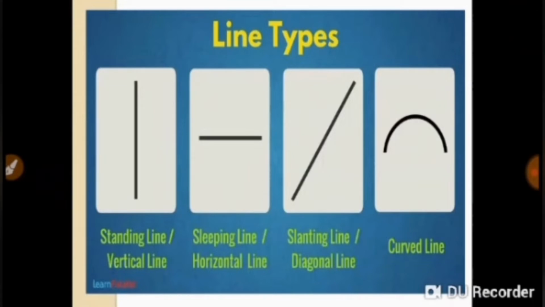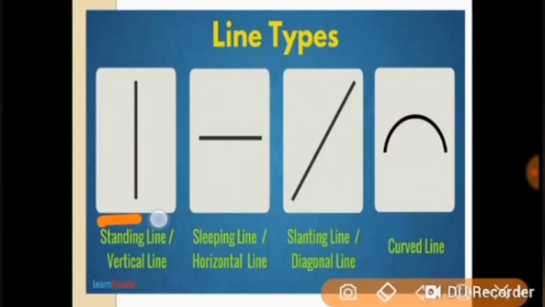So these are the various types of lines. The first one is a vertical line. The second one, sleeping line, which is also known as horizontal line. Next, can you see, this is a slanting line, which is also known as diagonal line. And finally, we can see this is not a straight, so we call it a curved line.